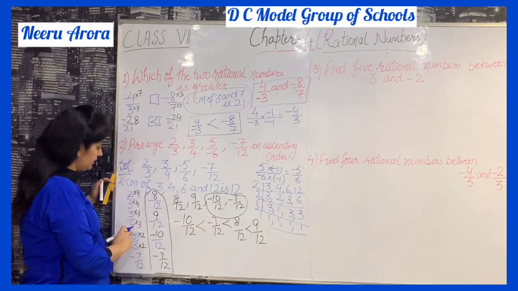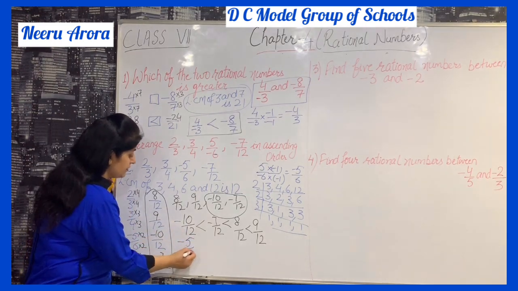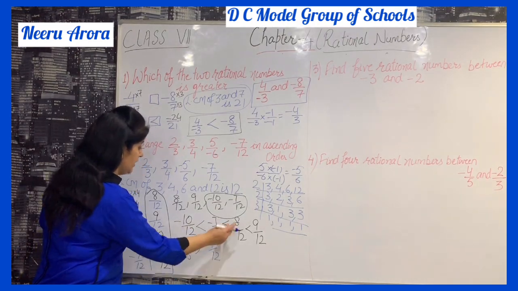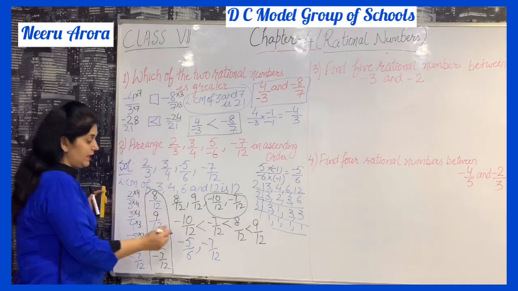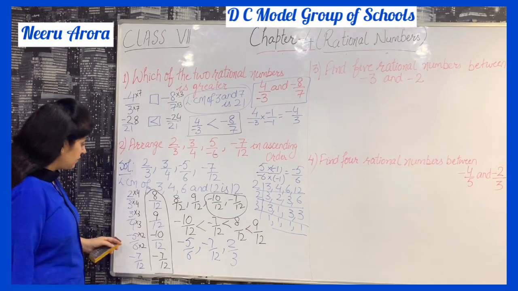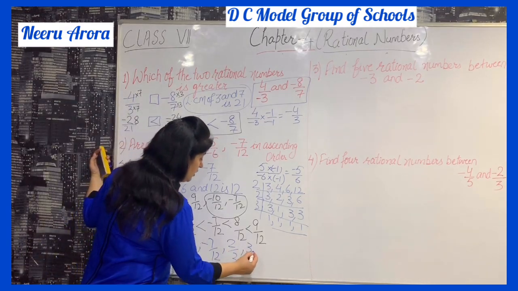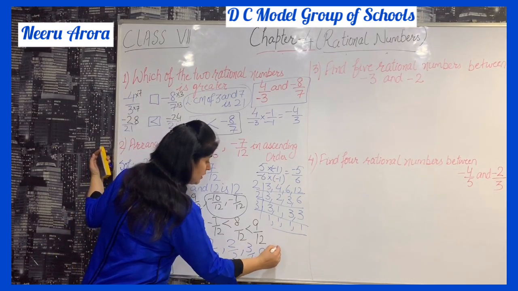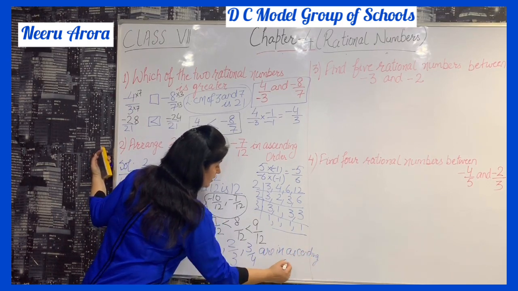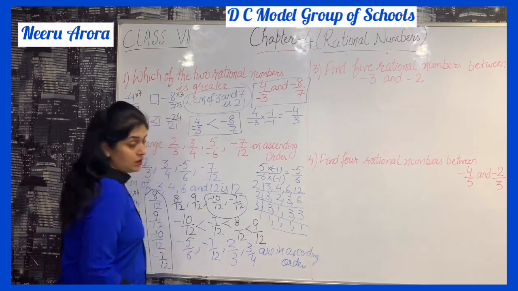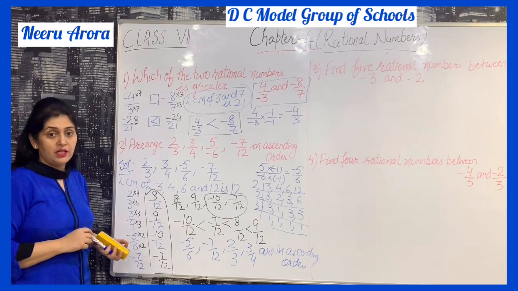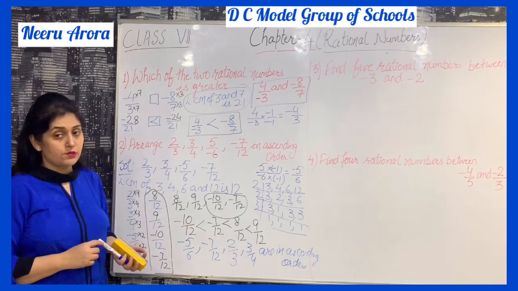Minus 10 by 12 is minus 5 by 6, comma, minus 7 by 12 as it is, 8 by 12 is equivalent to 2 by 3, 9 by 12 is equivalent to 3 by 4, are in ascending order. These all rational numbers are in ascending order. So this is the same as we have done in our fraction chapter, but here we have followed negative signs also.